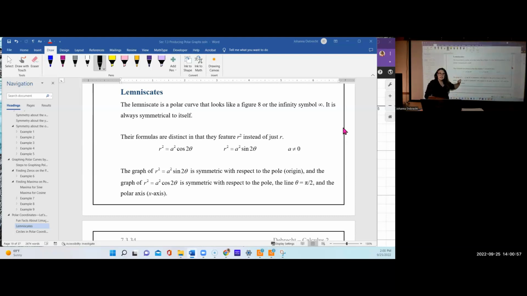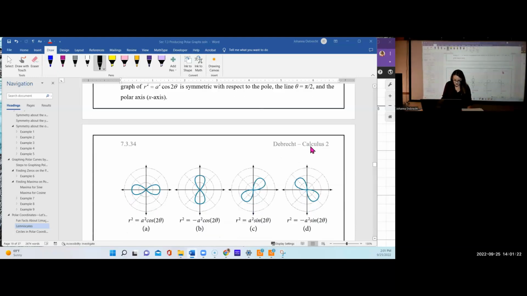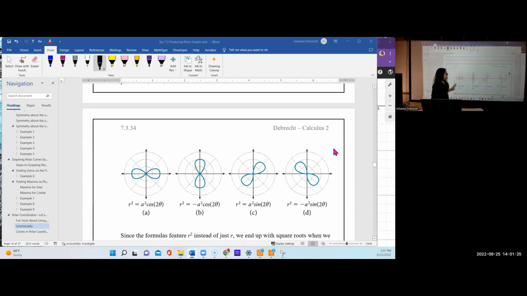Now, these formulas are distinct in that they generally feature r squared instead of just r. But you can also see them as r equals the square root of something. As long as you take theta around enough times, it's still going to graph the entire lemniscate. And we've seen one of these previously. All right, so let's take a look at a couple different ones that we have going on here. So here are some different lemniscates. This one right here is r squared equals a squared cosine of 2 theta. And notice that it is symmetric with respect to the x-axis, which we would expect, because in cosine, replacing theta with negative theta doesn't change the value.